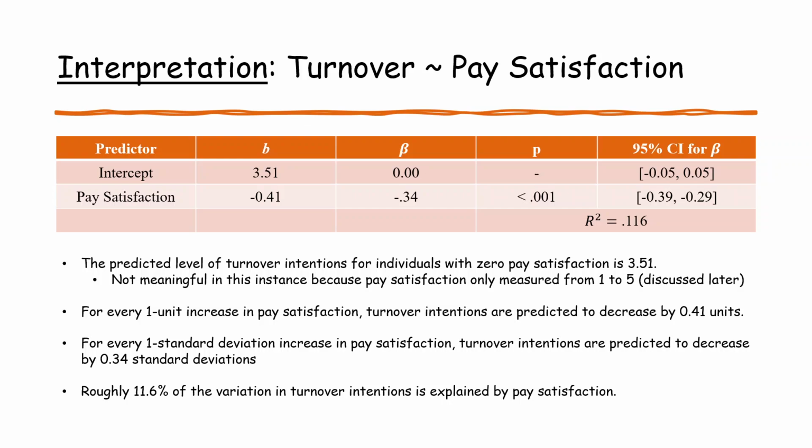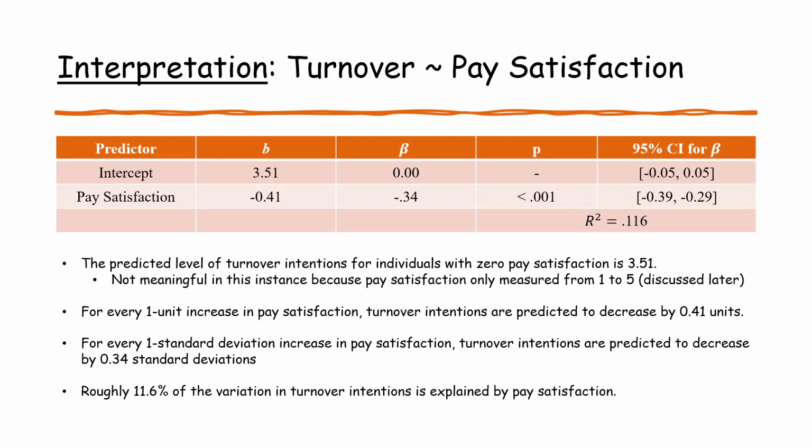We'll talk about some tricks we can use later to make the intercept actually useful or meaningful, but in any case, it's literally just the predicted level of turnover intentions, which is your Y or your outcome measure, for individuals with zero pay satisfaction, which is, again, our X variable. So the intercept is the predicted Y when X is equal to 0.